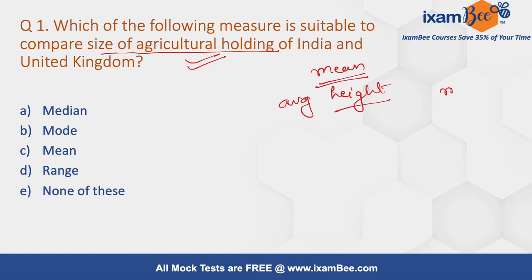Rather, it is the mode that represents the average in these cases. Mode is the most frequently occurred number. The most frequent number of the height or the size of holding represents the average in these cases. So here the answer is mode, not mean.